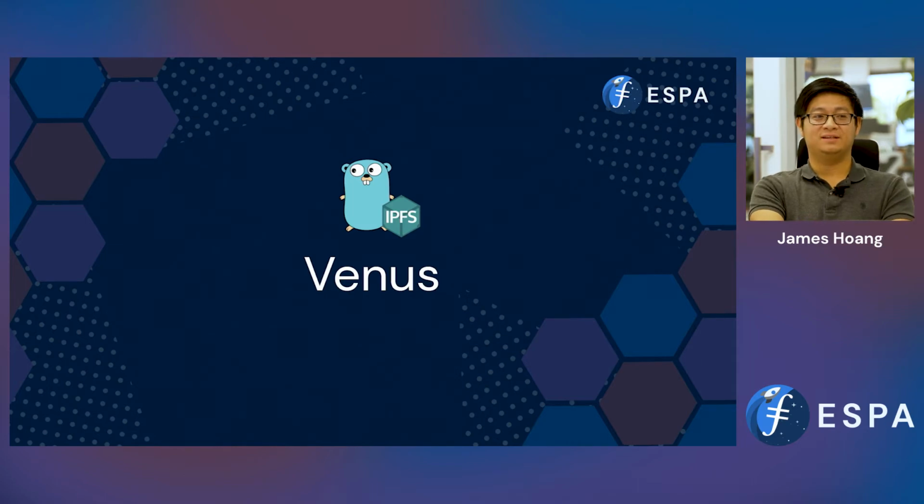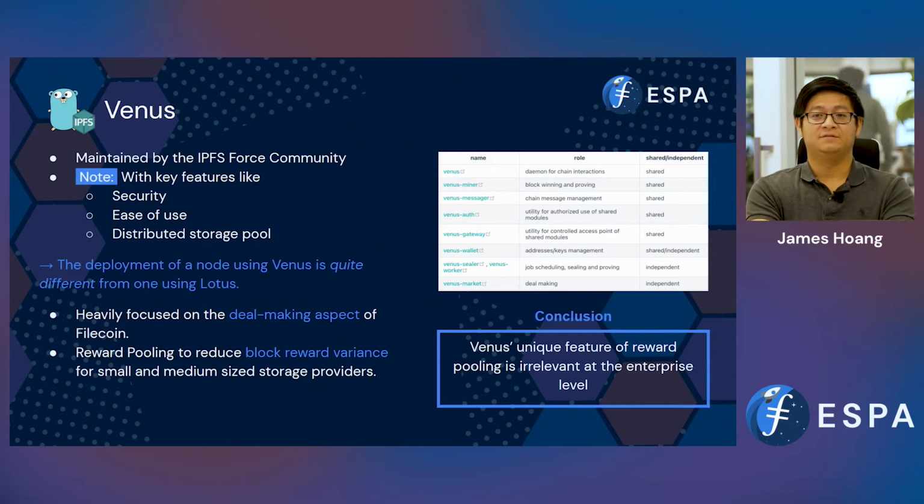Moving onwards to the Venus implementation. The Venus implementation is definitely more developed than Fuhon or Forest. If you look at some of the commands in the picture on the side, you'll see that there are a lot more features than you previously saw with Forest or Fuhon. There are some features that overlap with Lotus, but in the end, Lotus still surpasses the Venus implementation in maturity and features available.